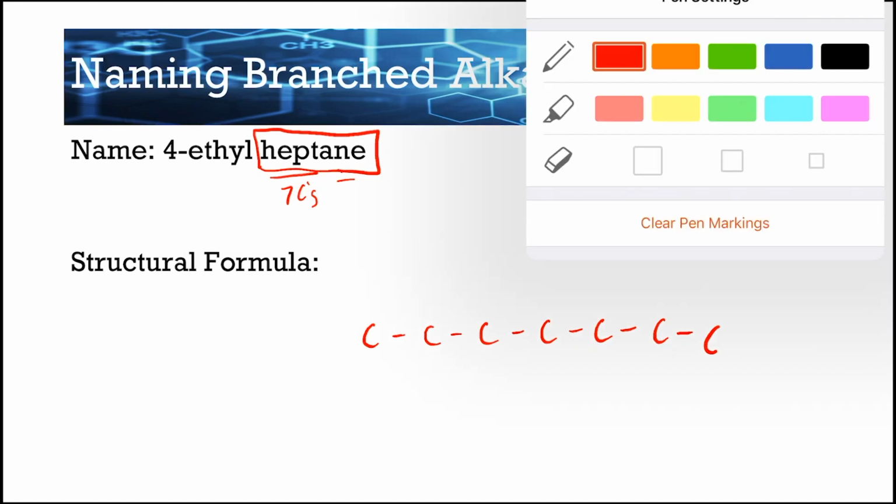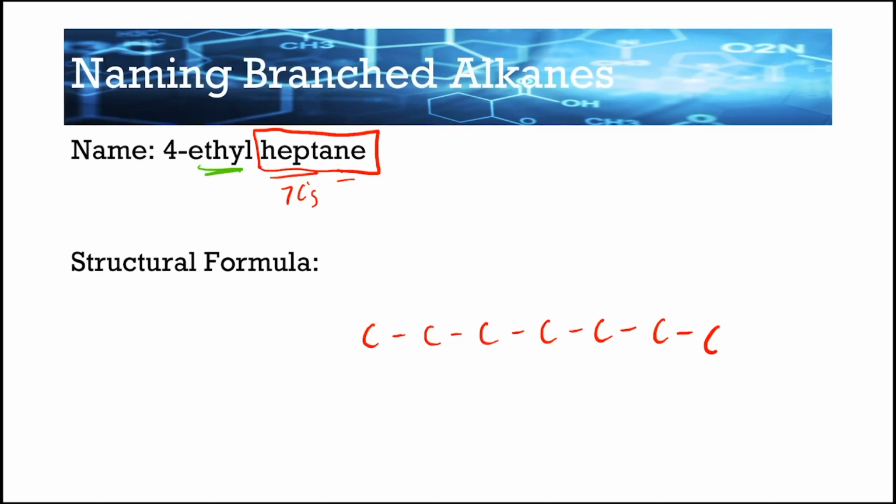So now we have to add this ethyl group. Remember, ethyl looks like this. Here's your compound with all of your H's. But the question is, where do we put that group? And the answer is on carbon number 4. So when we label them 1, 2, 3, 4, 5, 6, 7, like that, carbon number 4 is this one.